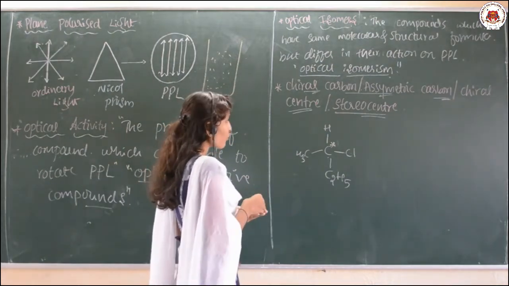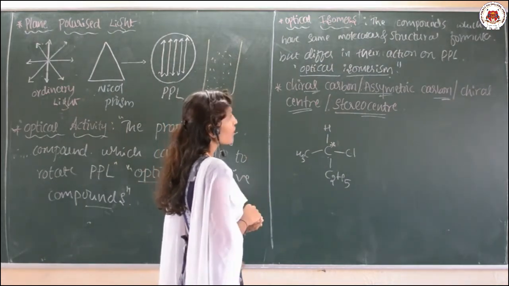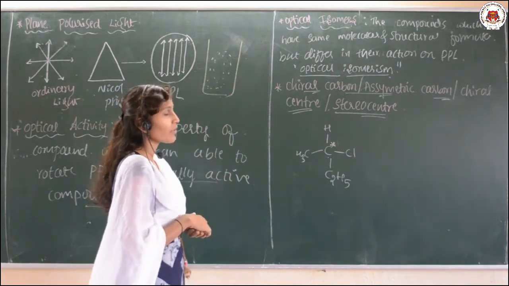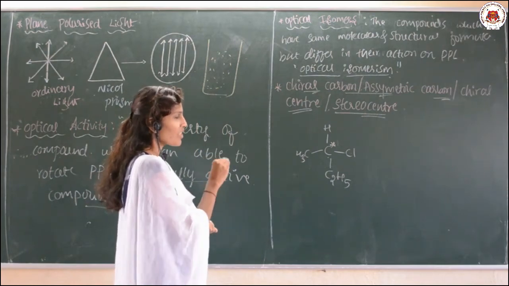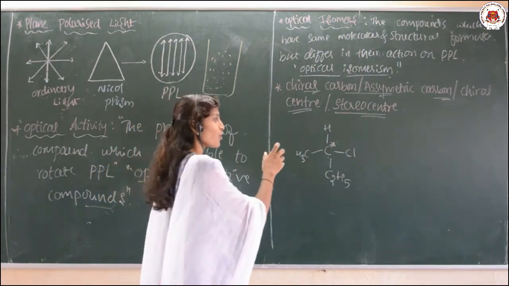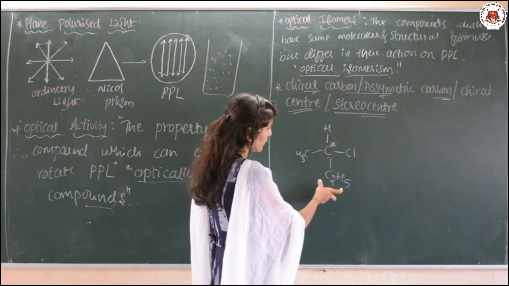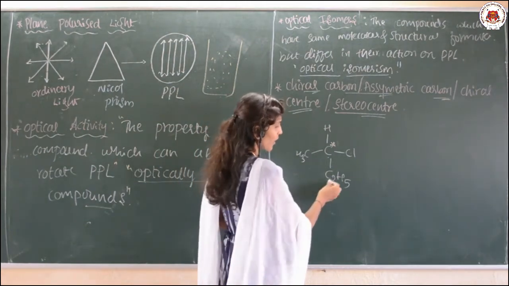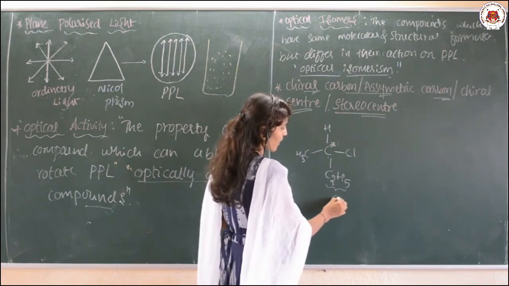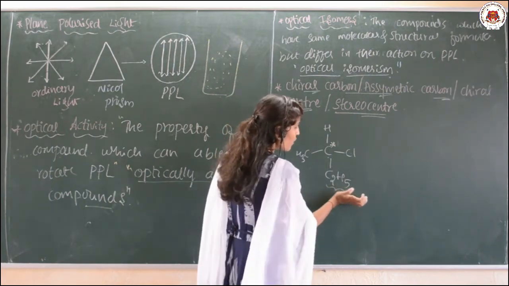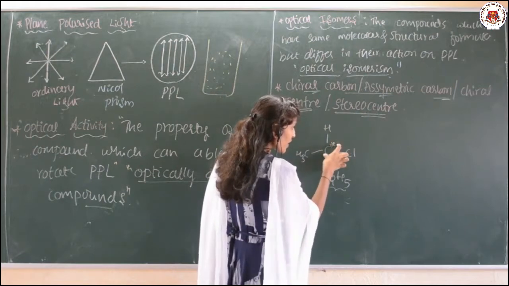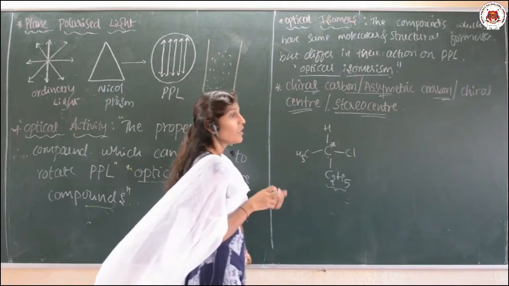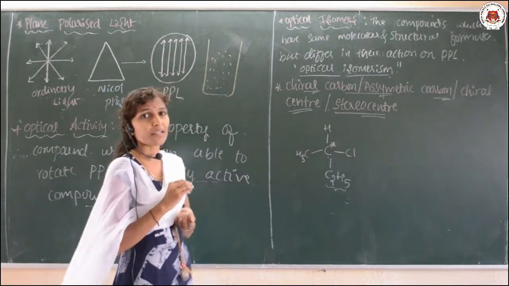So, this is the definition of the chiral carbon. One more thing I want to tell you: for a chiral carbon, the carbon must be attached to 4 different groups. Sometimes people think C2H5 is attached to a single carbon, but it is an ethyl group. So, if the carbon is attached to 4 different atoms or 4 different groups, that carbon is said to be a chiral carbon.